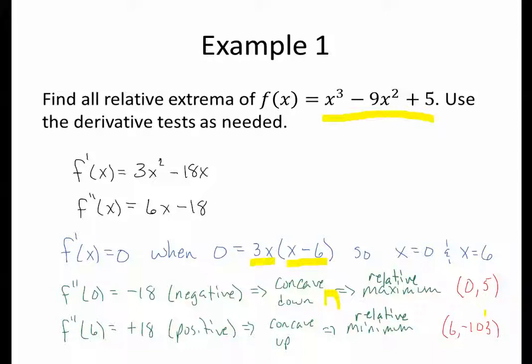Intercepts, your y values are always going to come from the original function. The derivatives just tell us where to look, or where to find the x values that are relevant. Our second critical number is x equals 6.